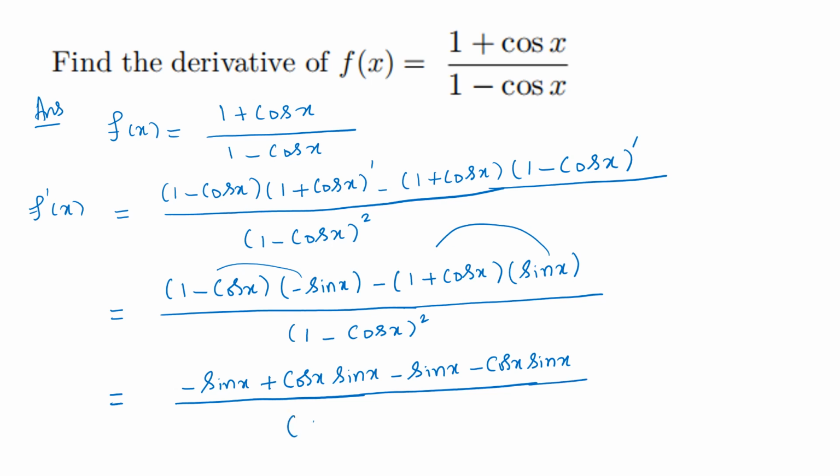over 1 minus cosine x square. Which term will be deleted here? Cosine x times sine x plus, and here minus cosine x sine x. So it will be deleted. So remaining is here 1 minus sine x, here again minus sine x. So minus 2 times sine x over 1 minus cosine x square.